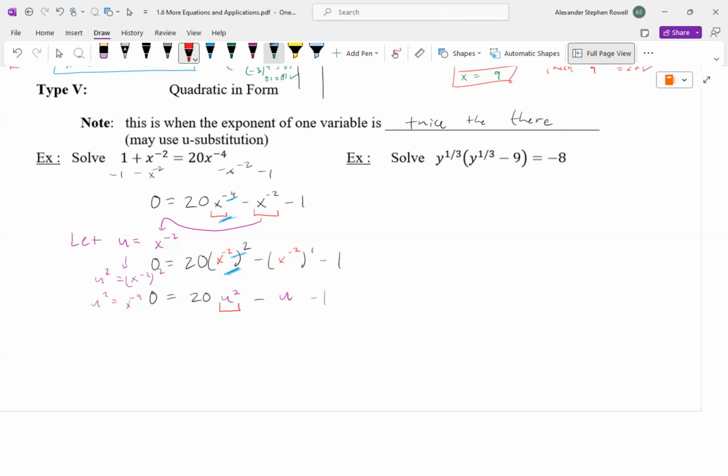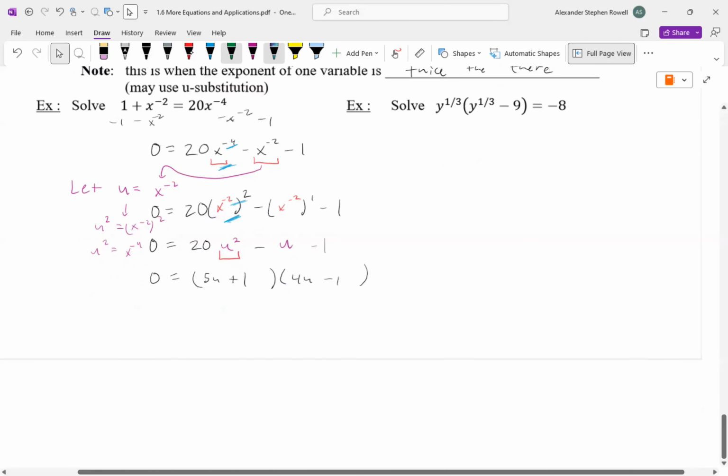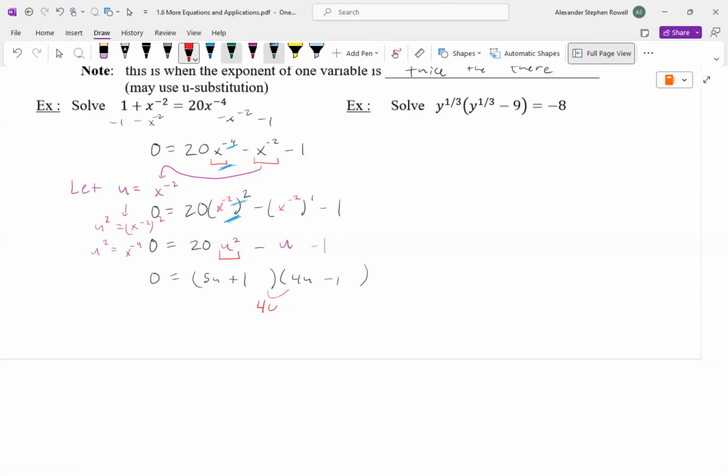What do you prefer? Well, just do whichever one you want. I'm hoping this is factorable. 5u and 4u, minus 1 plus 1. And I'm just doing guess and check. 4u, and 5u times negative 1 is negative 5u. Do those add to make what we want? They add to make negative u. Very good.